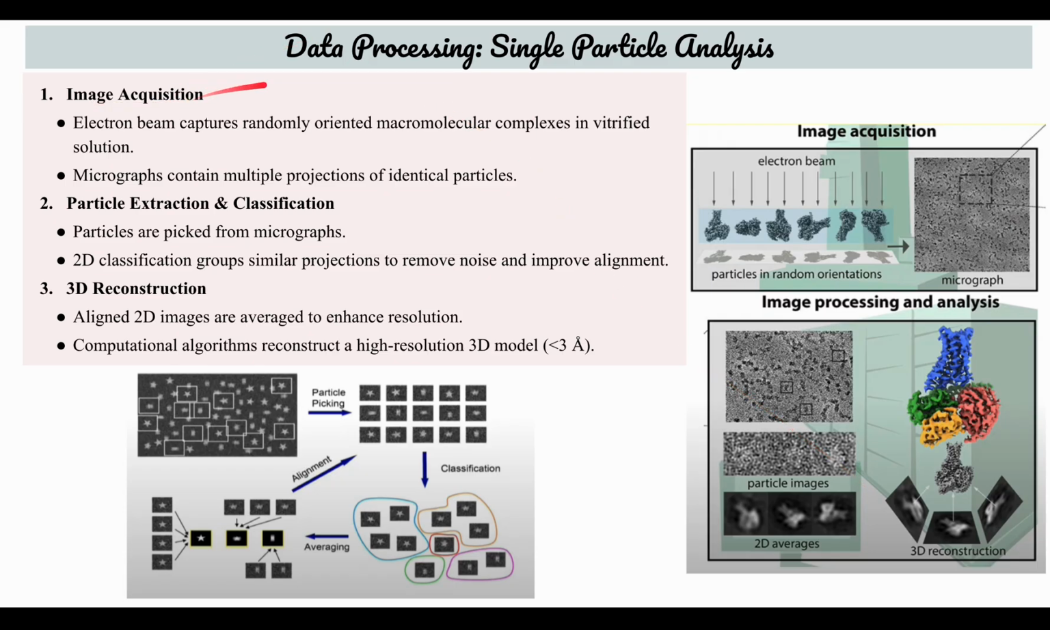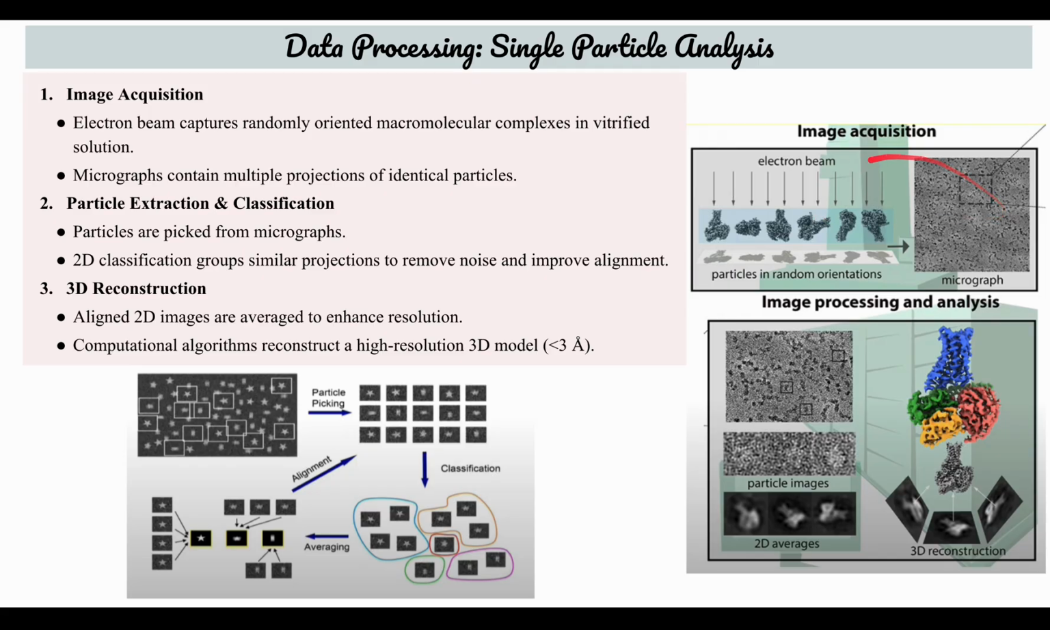Yeah, so now we'll look into data processing, single particle analysis. First of all, image acquisition. The electron beam captures randomly oriented macromolecular complexes in vitrified solution. Micrographs contain multiple projections of identical particles. As we know, the electron beam passes through a single specimen and images are collected from different directions, which will produce thousands of snapshots, or micrographs.